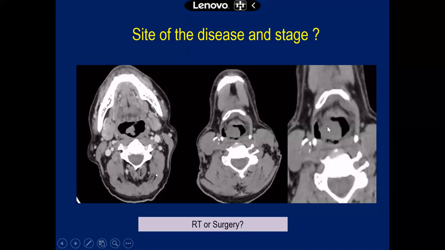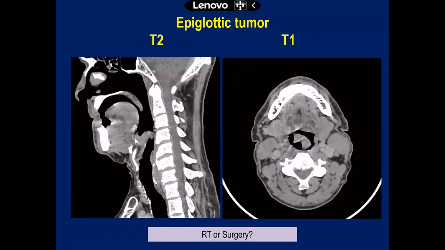And even if the tumor extends into the aryepiglottic fold, it is only T1, but paraglottic fat or pre-epiglottic space involvement makes it higher. It's a T1 epiglottis, and you can see this is the epiglottis and the aryepiglottic fold. So it is a T1 disease. Most of these patients have a high chance of nodal involvement. So meticulous evaluation of the lymph node stations is required, especially level 2 and level 3, for such bulky tumors.